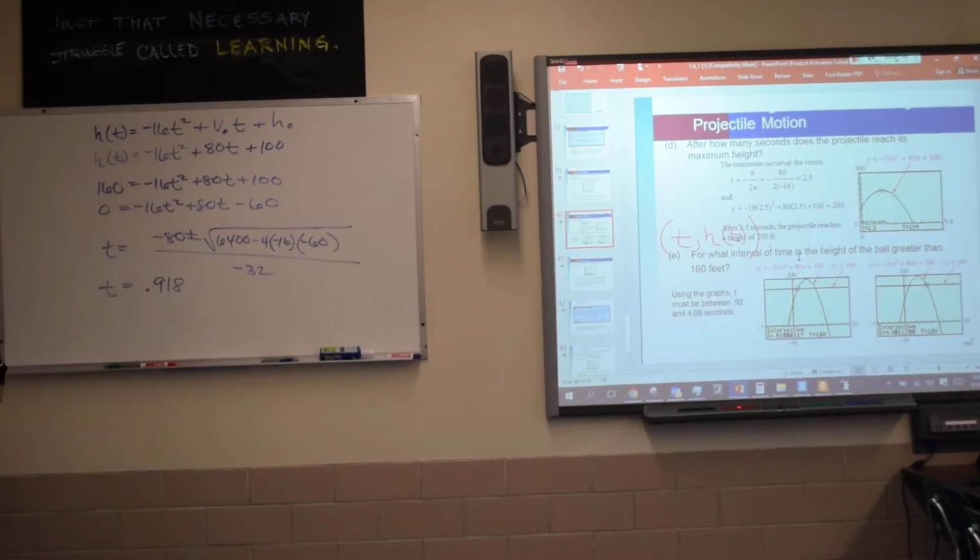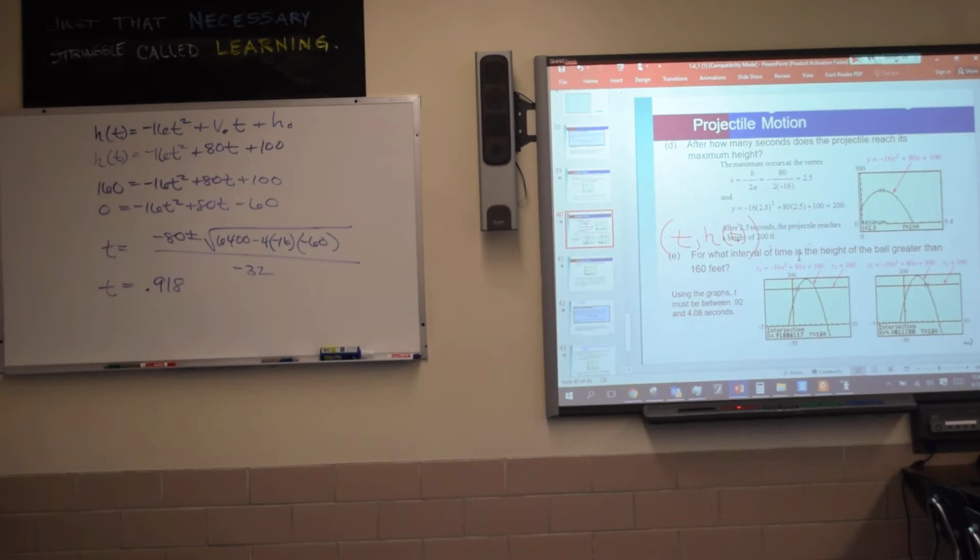Okay? Which kind of makes sense. If I'm at 100 feet and I throw this thing up with 80 feet per second velocity, then at 1 second it should be at 180 feet, right? So at a little less than 1 second, it's at 160 feet. Make sense? Okay. So that's one t-value.